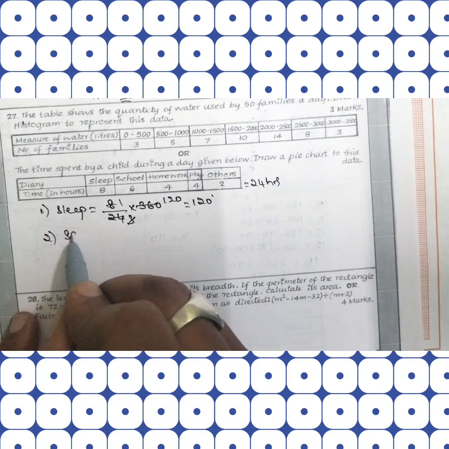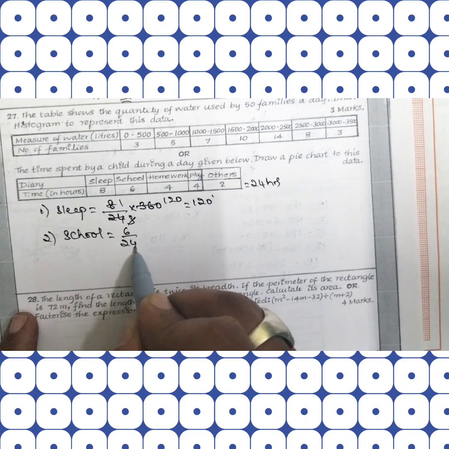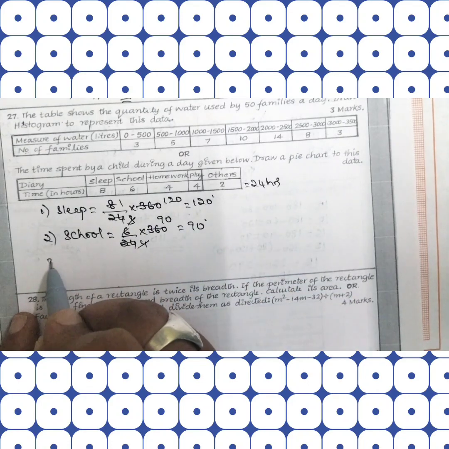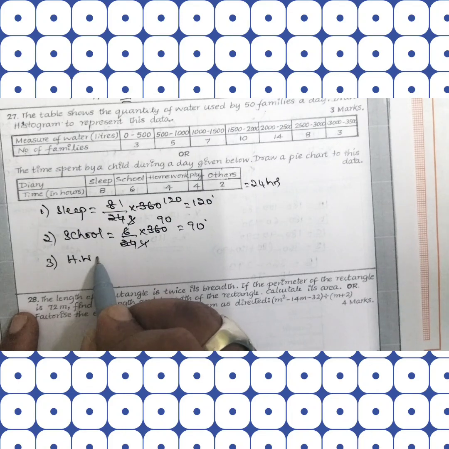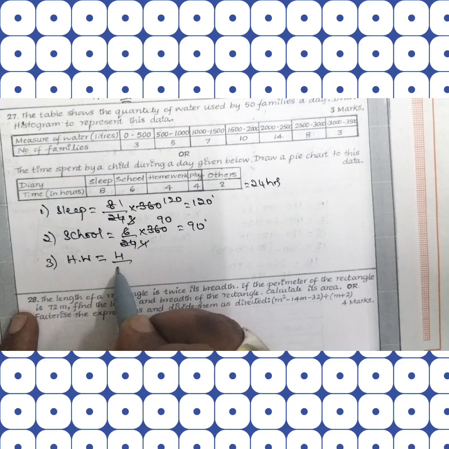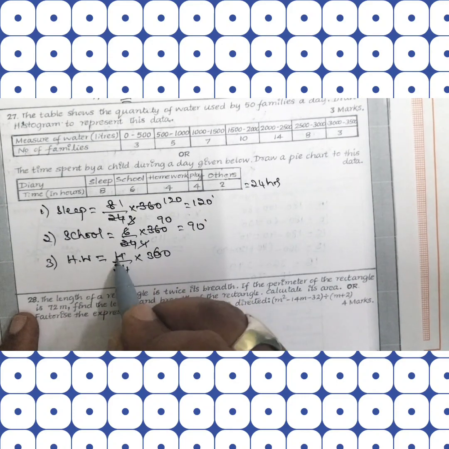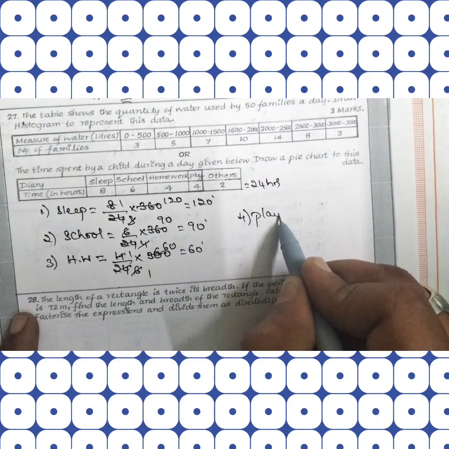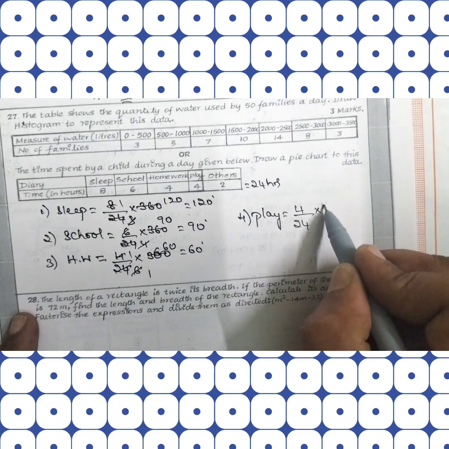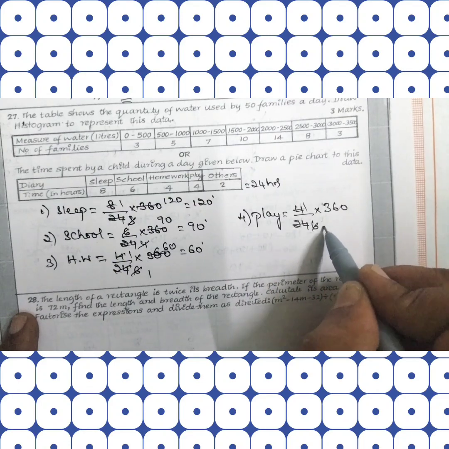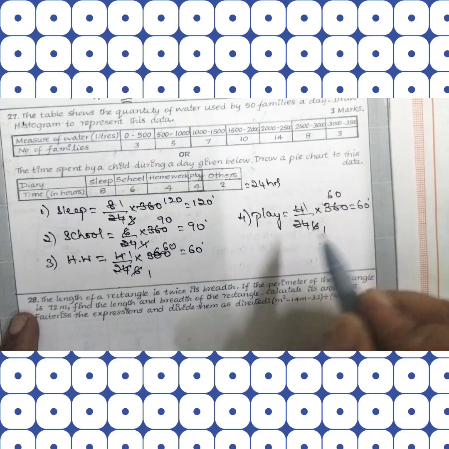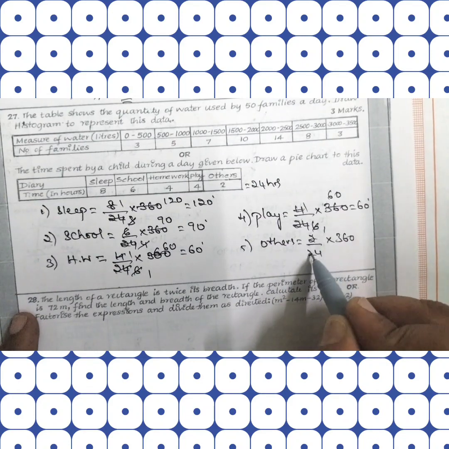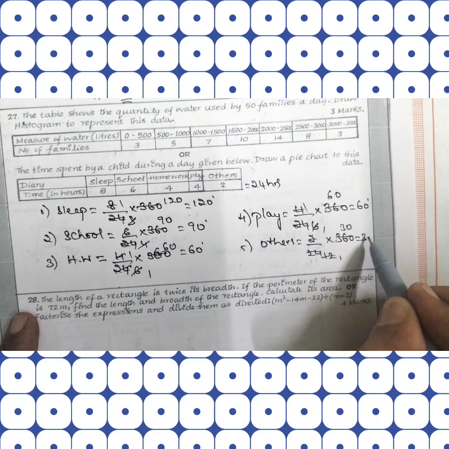Then the second one is school, that is equal to 6 by 24 into 360. 6 fours are 24, so that is equal to 90 degrees. Then the third one is homework, 4 hours divided by 24 into 360. That is equal to 60 degrees. Then the fourth one, play. Play is 4 hours out of 24 hours into 360, so it is also 60 degrees. Then the fifth one is others: 2 by 24 into 360, that is equal to 30 degrees.